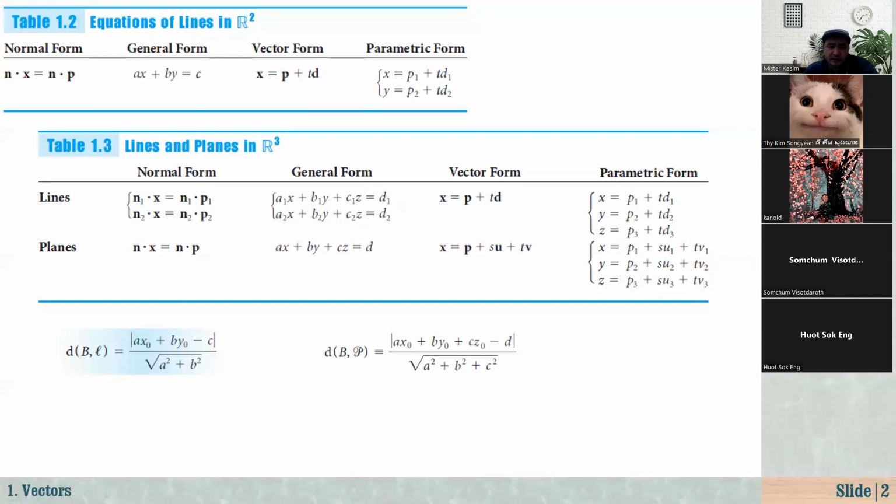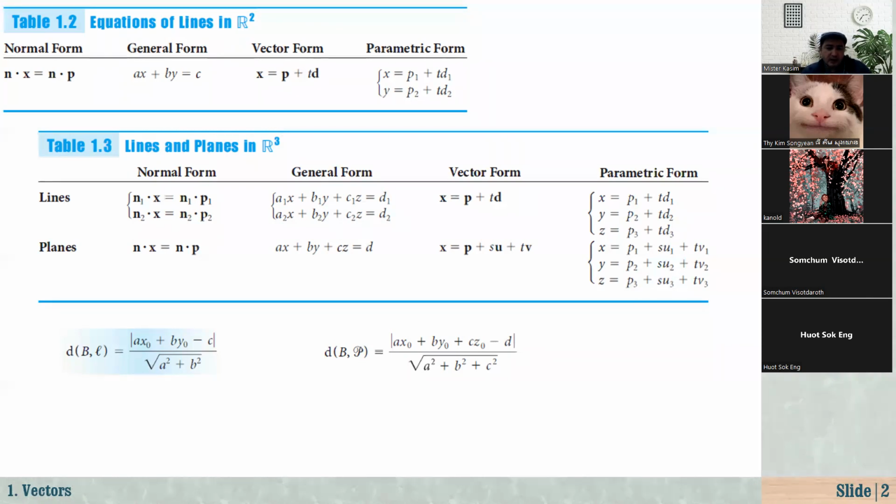And these are the things we have studied so far, right? If you're given a line, how to write its normal form, general form, vector form and parametric form. And how about planes in R3? Its normal form is n dot x equals n dot p. And also the general form ax plus by plus cz equals d, and the vector form is this.